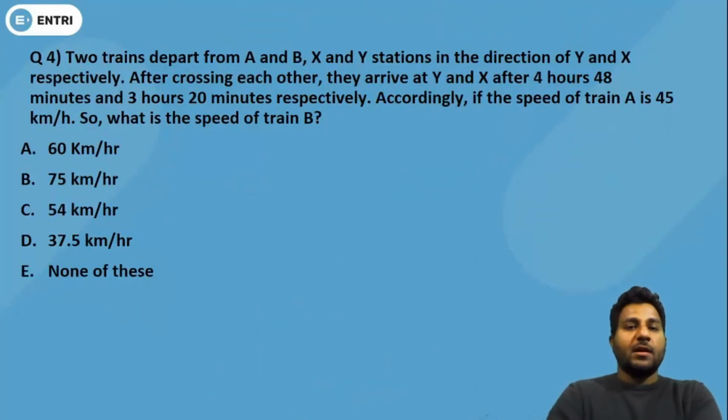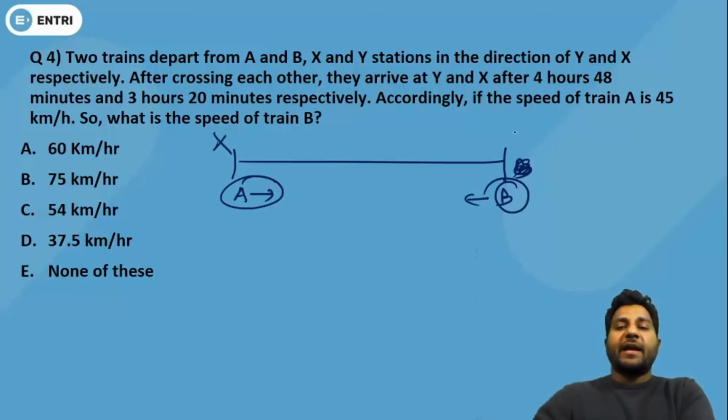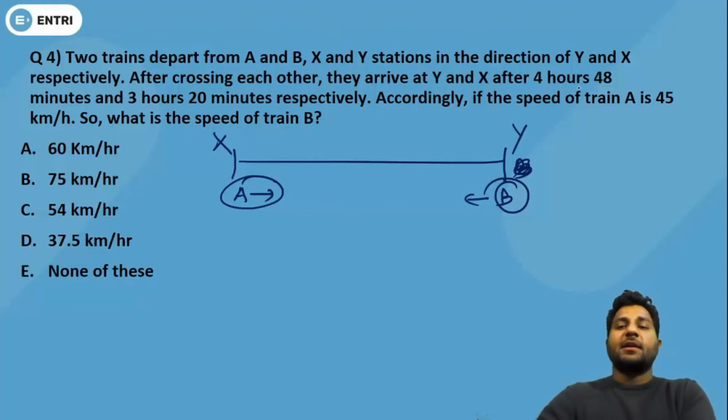Okay, the next one. 2 trains depart from stations A and B, in the direction of Y and X. So let's say that A started here and B started from here, and they move in the X and Y direction respectively. After crossing each other, they arrive at Y and X after 4 hours. So let's say that they have crossed here.